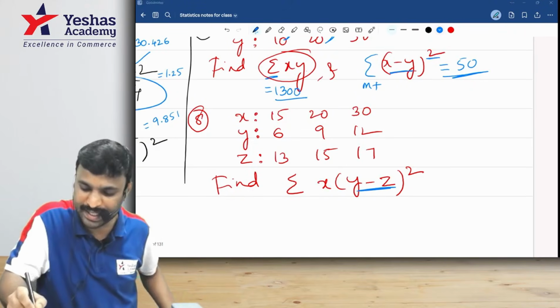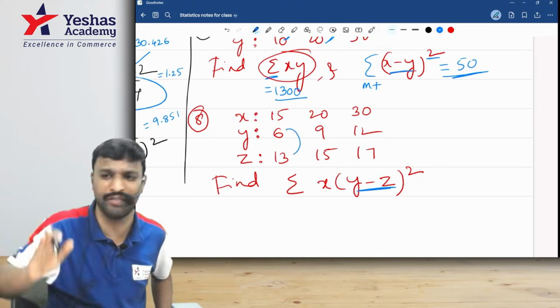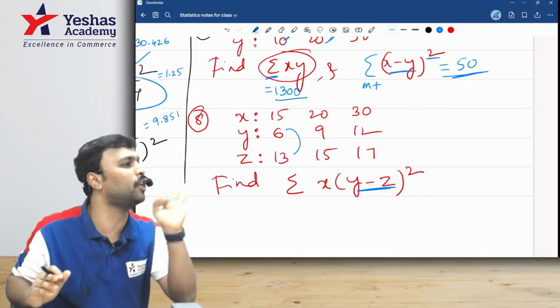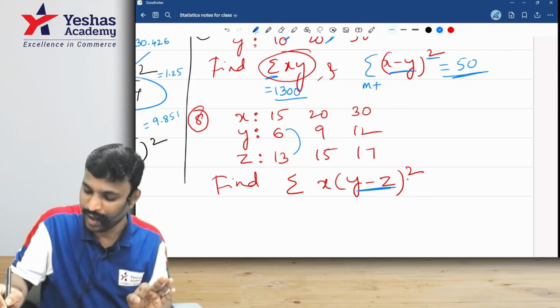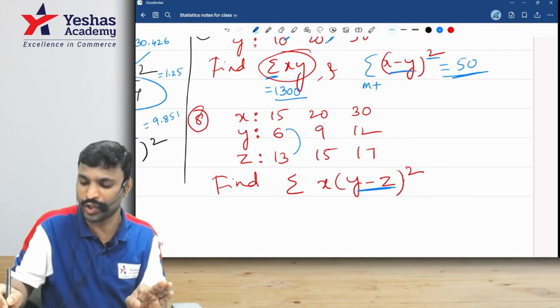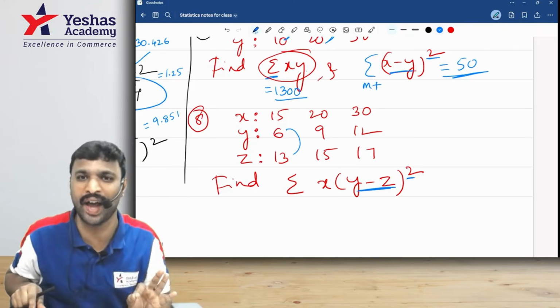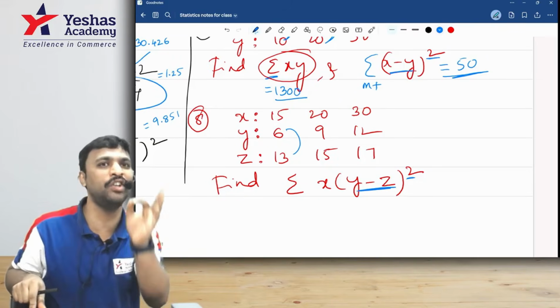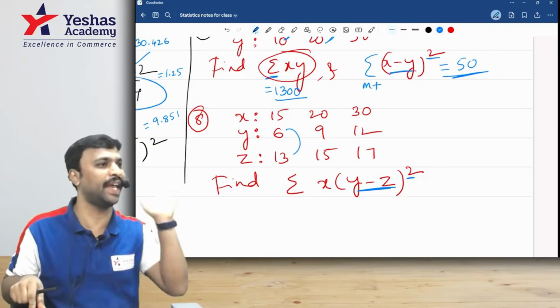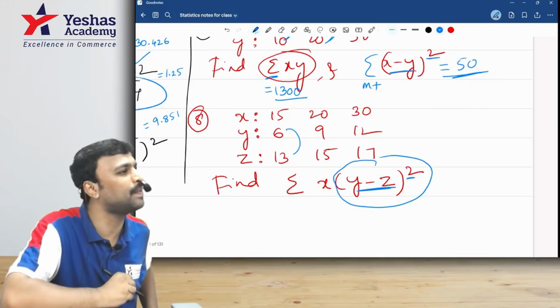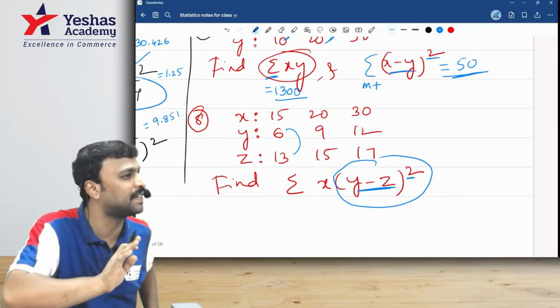Brackets. Y minus Z. 6 minus 13. Feed in the calculator. After Y minus Z, what you will do? See, X minus Y has the square, right? You have to square it first. Yes or no? How would you square it? Into equal. Now we got this. Can you press M plus straight away? No, the picture is still pending.